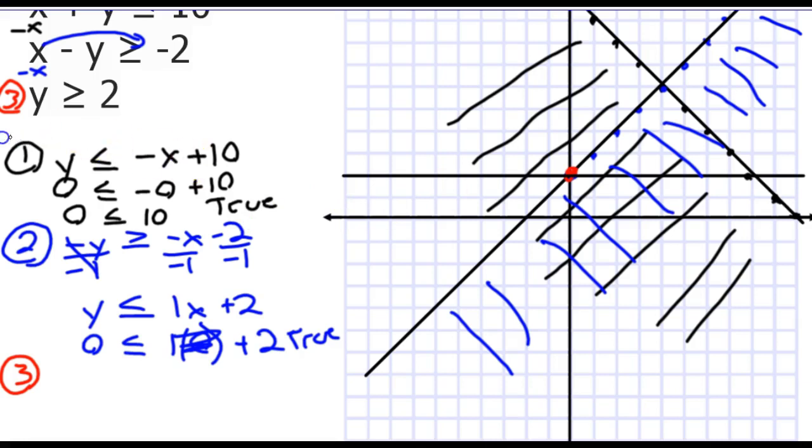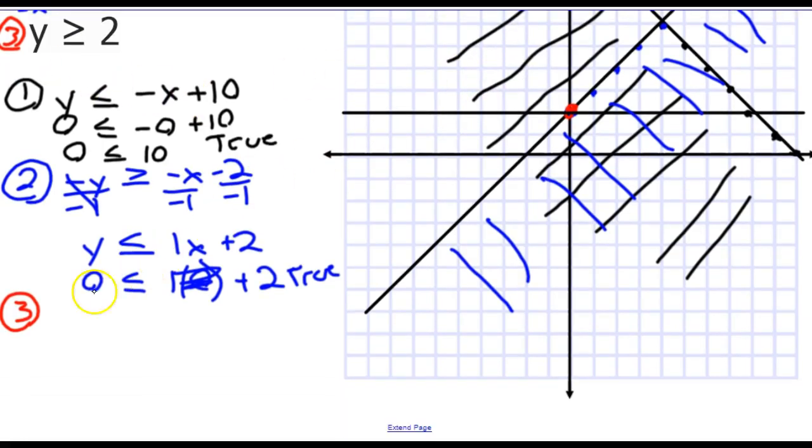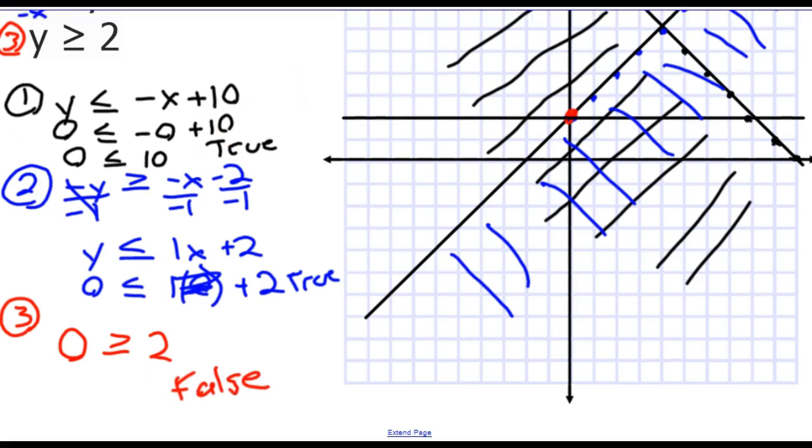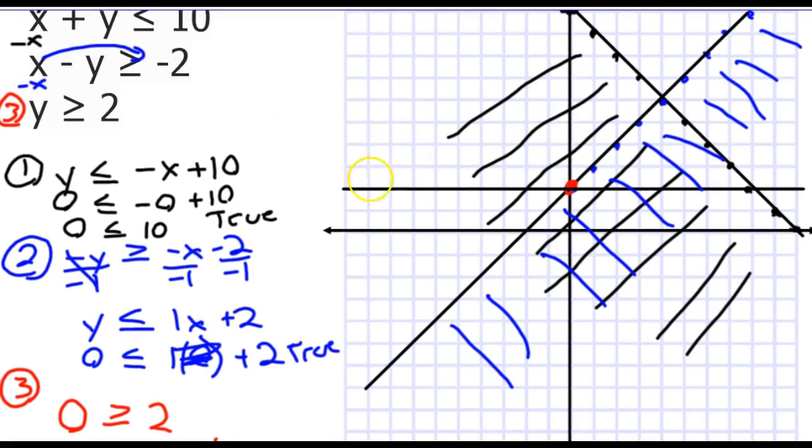And finally, the last one, that line is also not touching 0, so we look at 0 is greater than or equal to 2. That is not true, that is false. 0 is less than 2, not greater than 2. So we look at our third line, our line that's going horizontally, and we shade up where 0 is not.